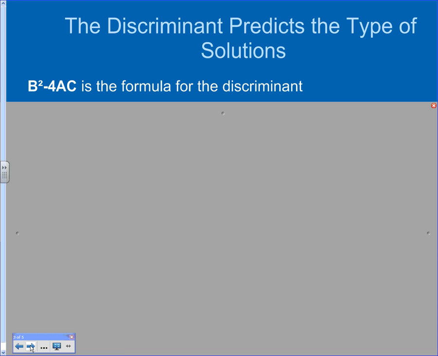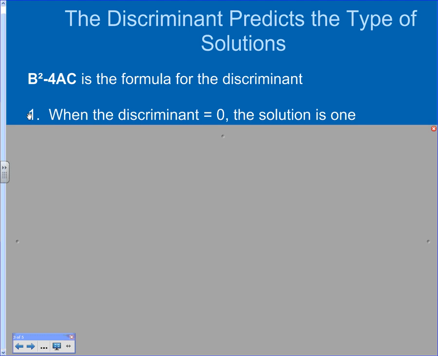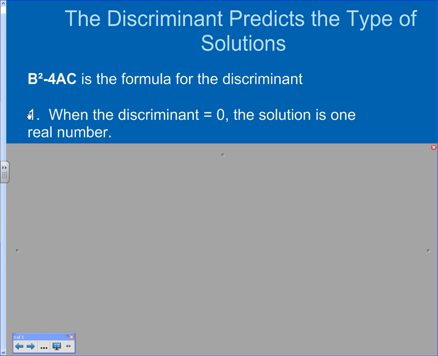We are not going to be solving these for the answer. We're just going to be telling how many answers we have. Either 1, 2 real, or 2 imaginary. When the discriminant equals 0, there is only one real answer.